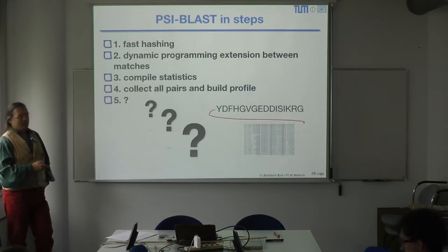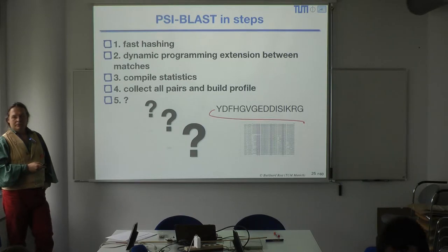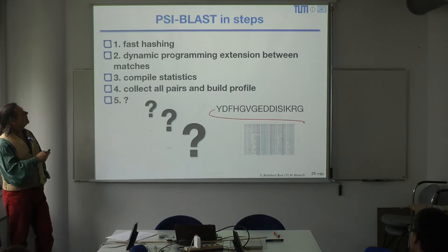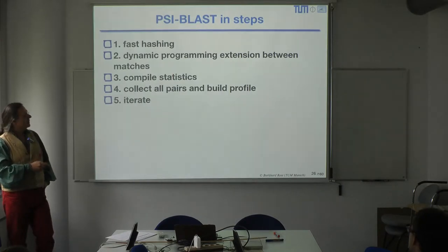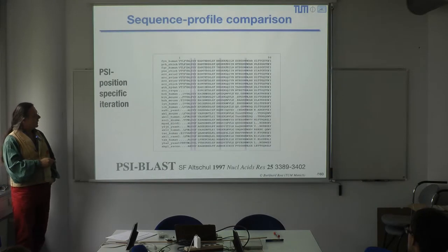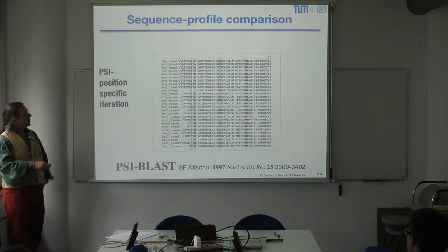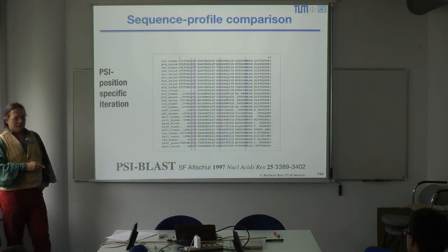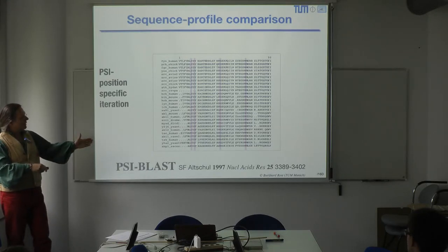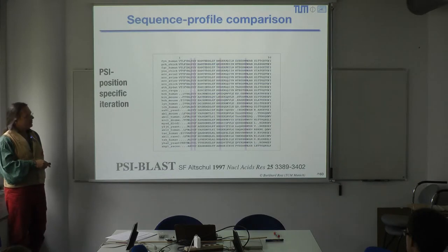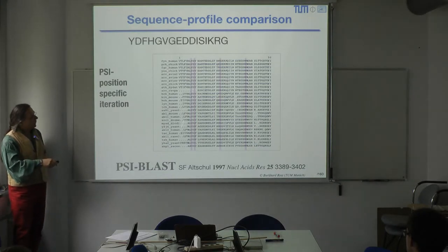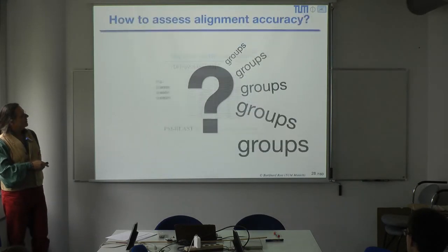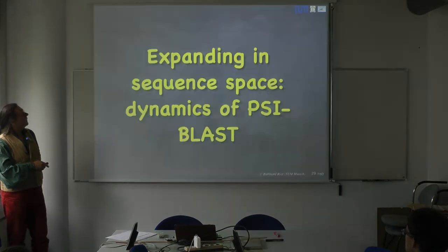Now, what's the next step? Yes, so position specific means you look into a profile. Iteration, this is what the I stands for. You take this profile and search the entire sequence database with that profile. So you want to now match into the profile. In particular, you would, for instance, want to match the conserved residues in this one here.